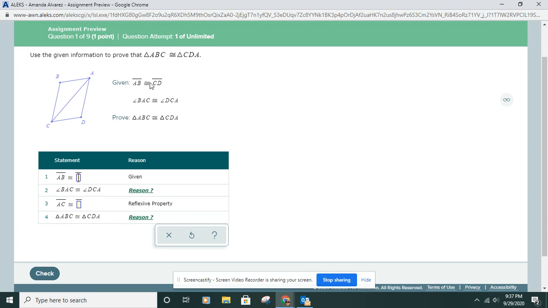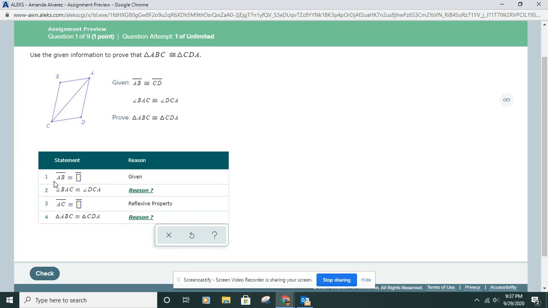So just finish filling in the information from the given. Give your reason right here. That's the given, so fill that in from up here. And then the reflexive property, which you should know by now, is whenever they share a side. So type in the letters for AC is congruent to AC. Then just figure out what the reason is.